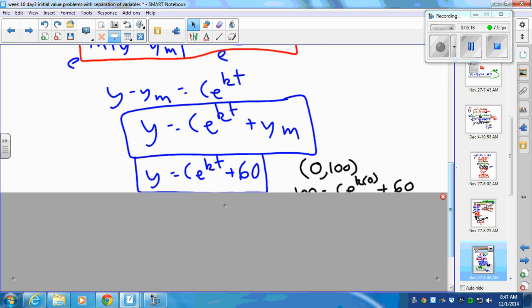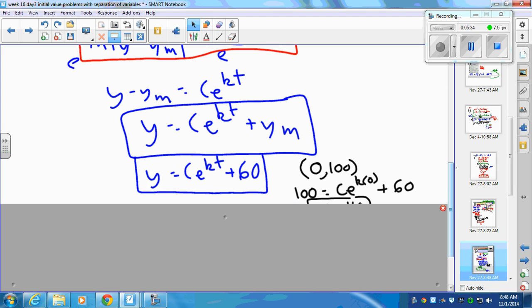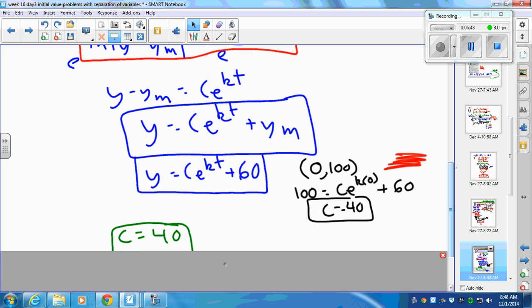Now, it's funny. You guys know you start at 0, 100, and so many times last year when I graded this test, the Newton's law of cooling question, for c, they put in 100 because they keep thinking c is your initial condition. It's not, though, because look what happens when I plug in 100 and I plug in 0 for the t. c does not become 100. It does if you don't have that plus 60 part to it, but you do have the plus 60 part to it. So c becomes 40.